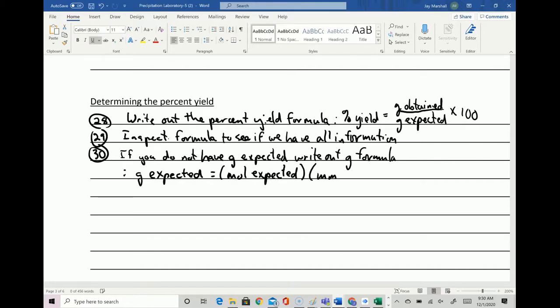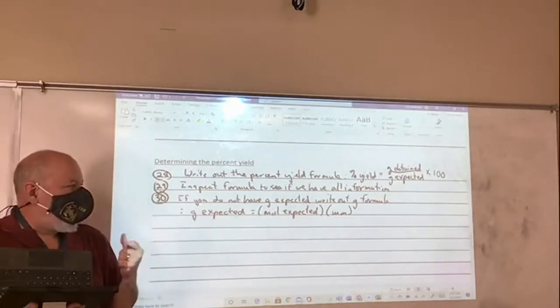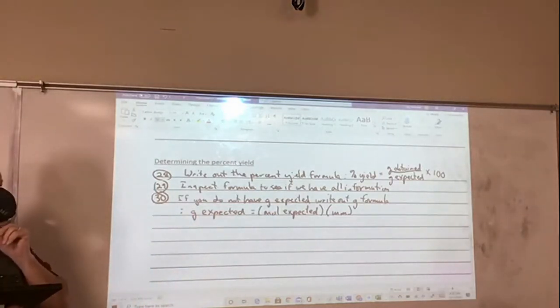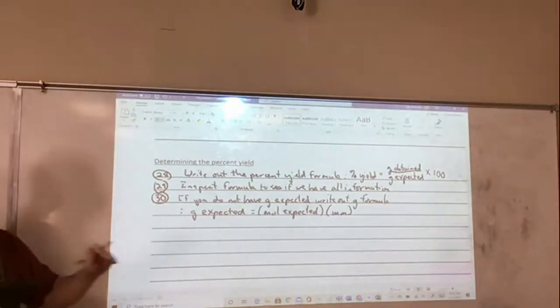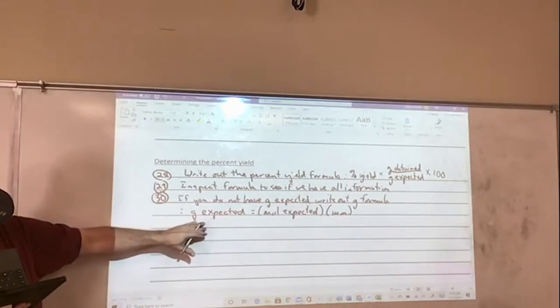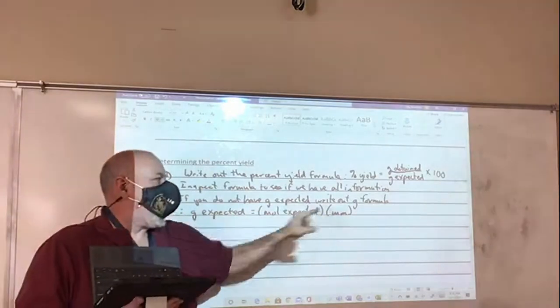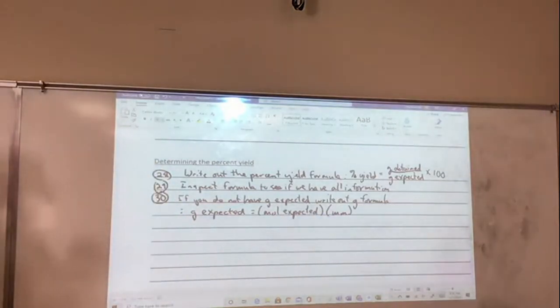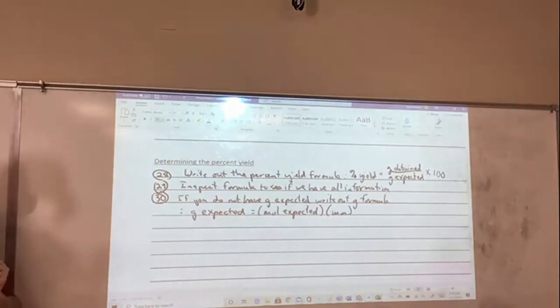times molar mass. Okay, and that's why I like this process of thinking about this as a whole group. We're coming up with things that we should probably include on our own. We're not just depending on Marshall to say everything, okay? So that's a great idea. Grams expected equals moles expected, but it's still the same formula, right? Grams equals moles times molar mass, okay? So if you do not have grams expected, write out the formula: grams expected equals moles expected times molar mass.